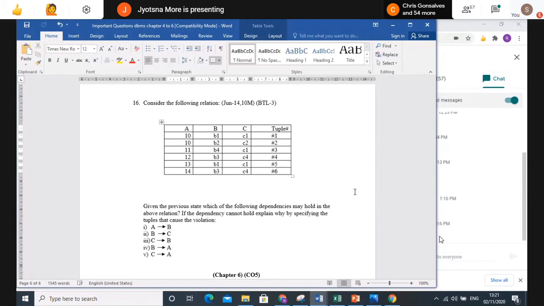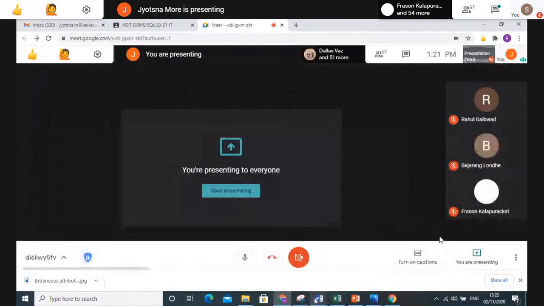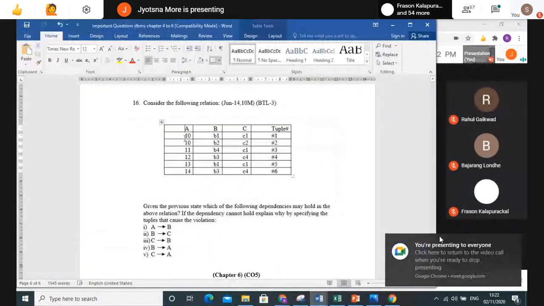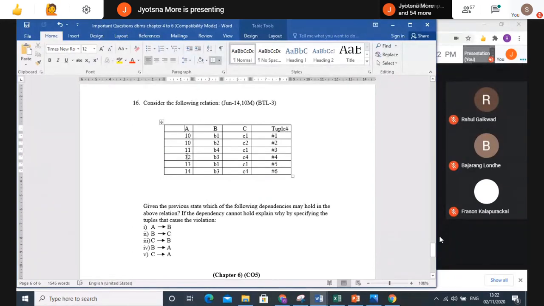One answer I will give you here for A determines B right now, so that the way to write the answer is clear to you. All of you just write this A determines B. First check whether A determines B exists or not. Can anyone give the answer? It exists or does not exist? First one: 10 determines B1, 10 determines B2. 11 determines B4. No further 11, 12, 13, 14. So 10 determines B1 and 10 determines B2. So it does not exist.